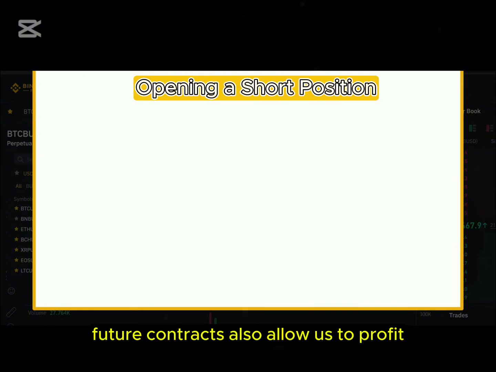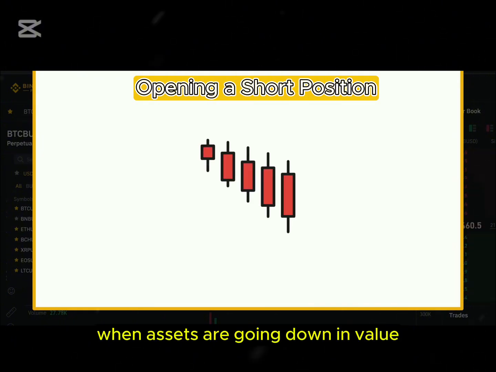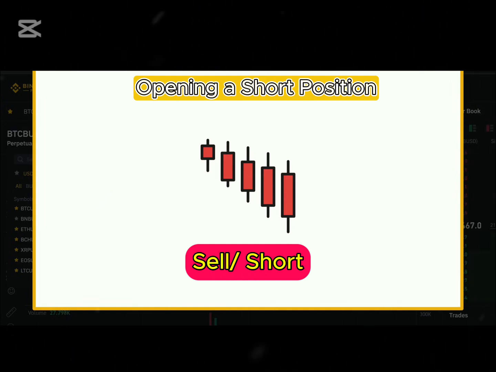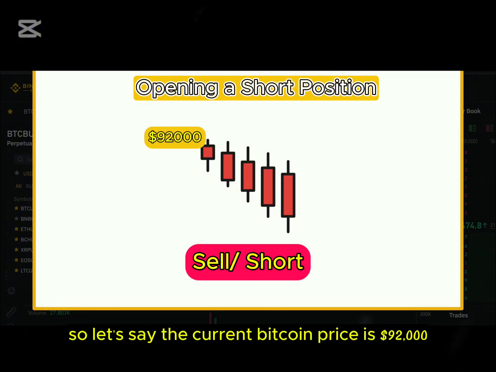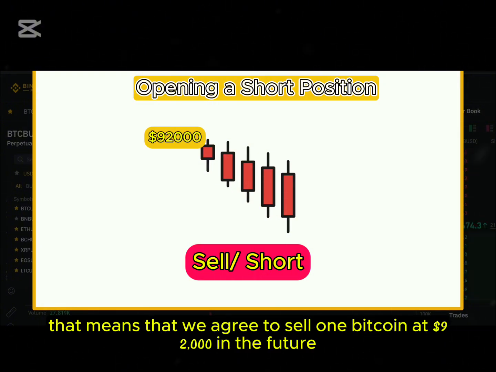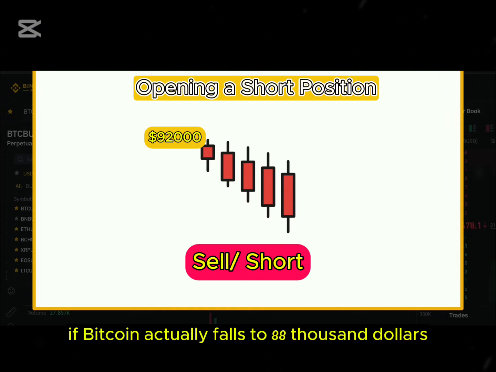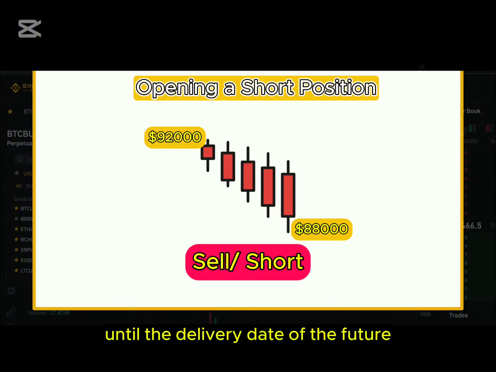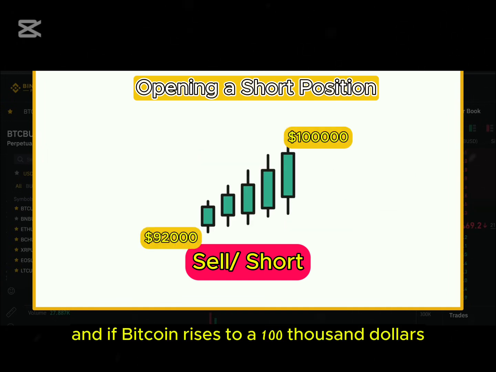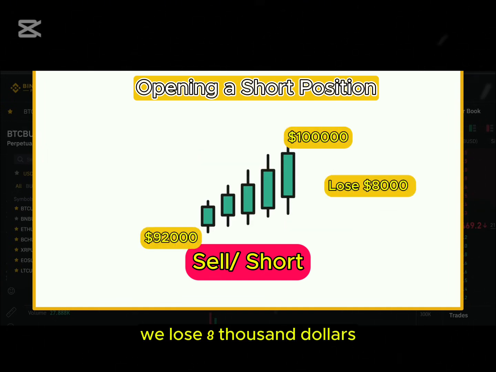Future contracts also allow us to profit when assets are going down in value. So for example, if we expect a Bitcoin price to fall, we will go short on a future. So let's say the current Bitcoin price is $92,000, and we go short 1 Bitcoin. That means that we agree to sell 1 Bitcoin at $92,000 in the future. If Bitcoin actually falls to $88,000 until the delivery date of the future, we'll make a $4,000 profit. And if Bitcoin rises to $100,000, we lose $8,000.